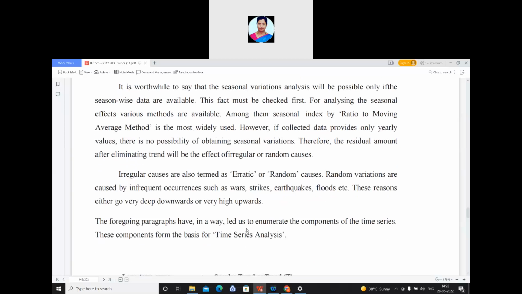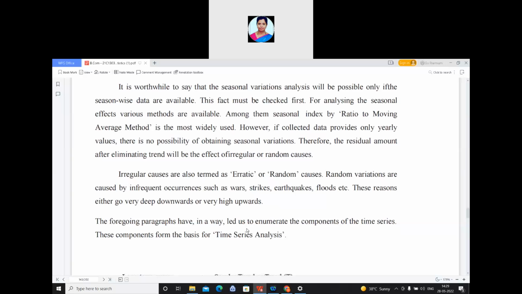Irregular causes are also termed as erratic and random causes. The random variations are caused by infrequent occurrences such as wars, strikes, earthquakes, floods, etc. Due to these reasons, the variable either goes very deep downwards or very high upwards.